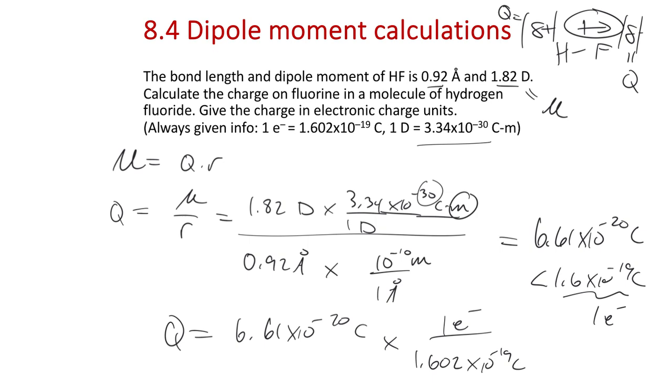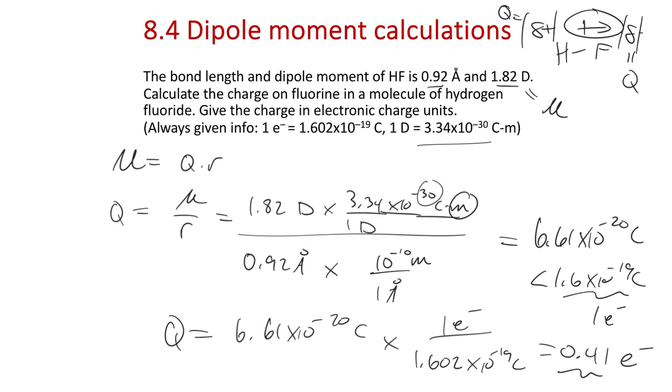And so this lets us see how partial of a charge it is. So we just divide that by 1.602 E minus 19. We get 0.41. We usually use the symbol E or E minus. It's the relative charge of the atoms in electron charge units.